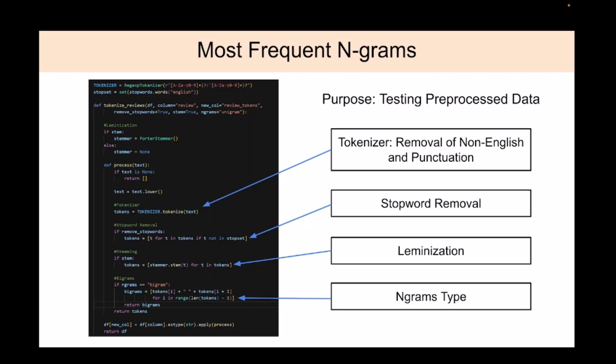Now looking into pre-processing data, we decided we wanted to make a test function in order to test whether we should include lemmatization, n-gram types, or stop word removal. The way this function works is using a regex tokenizer to remove non-English and punctuation, and then taking in parameters to decide whether we should remove stop words, if we should do stemming, or if we use bigrams or unigrams.